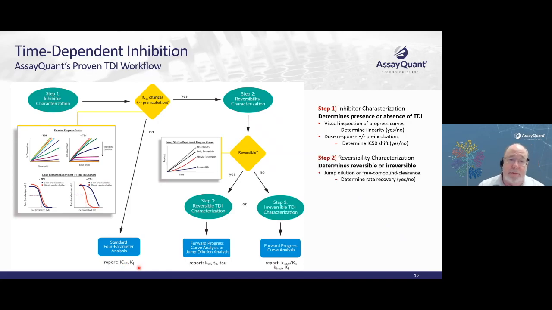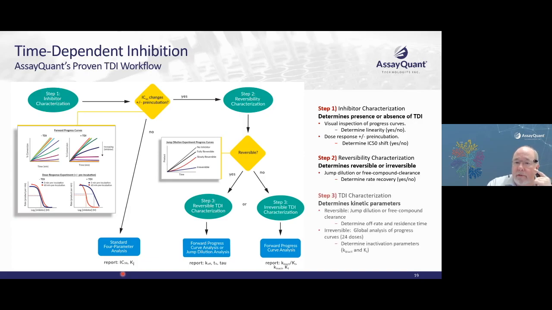If, however, it is time dependent, the next step is to find out if it's reversible or irreversible, because how we characterize this kinetically depends upon whether it's reversible or irreversible. If we don't know, we can get bad numbers out of our step 3 experiments. We typically do that through a jump dilution experiment, which I'll detail in a second, or we also have a new method that we're developing here. So that tells us whether it's reversible or irreversible.